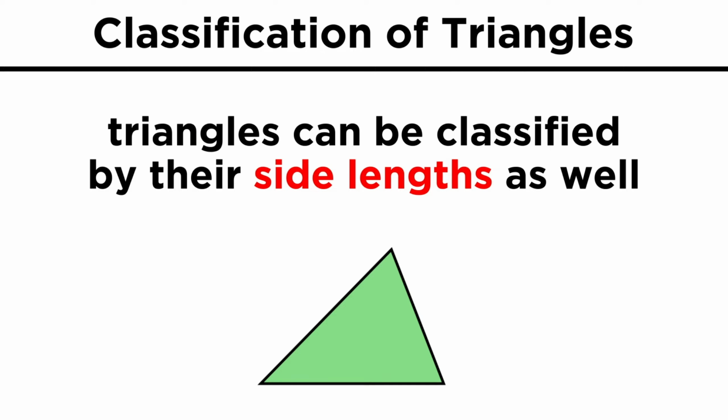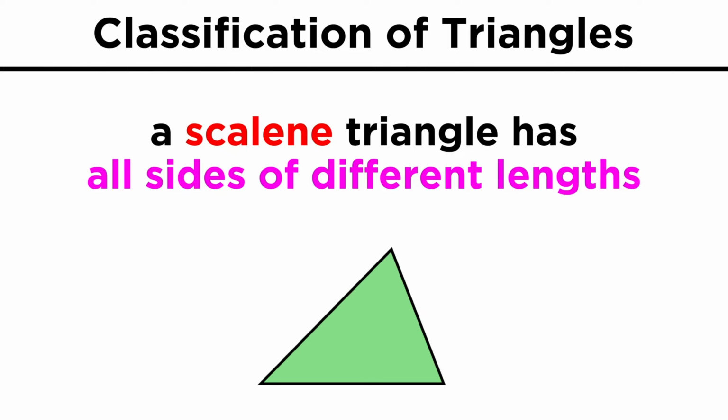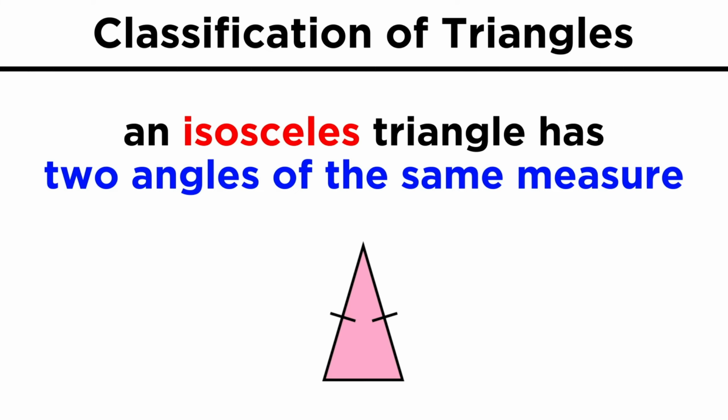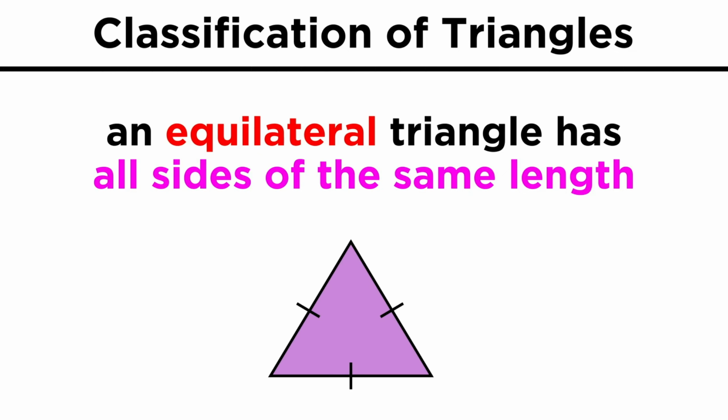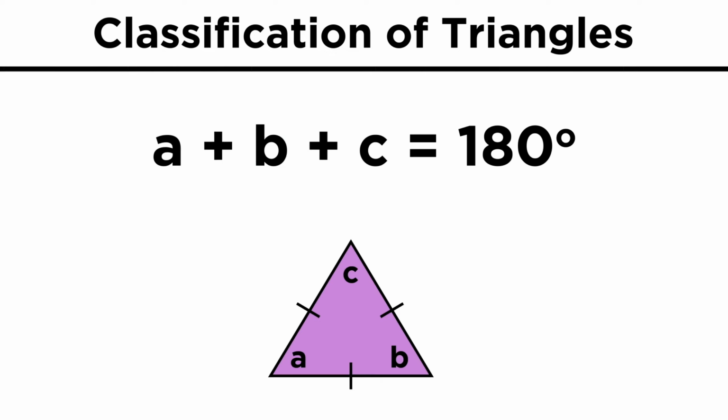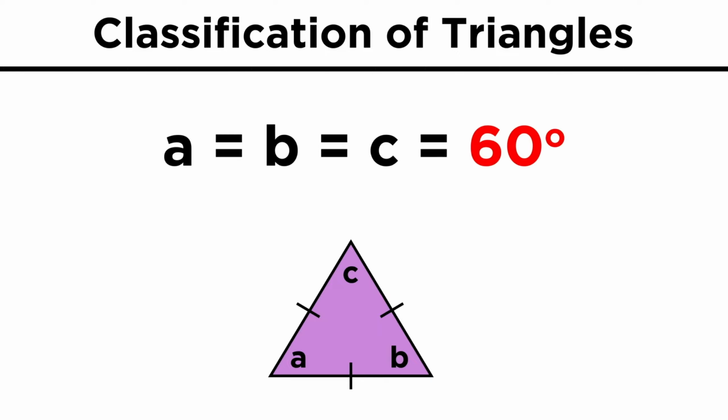Triangles can be classified not just by angles, but also by side lengths. A scalene triangle is defined as having three sides of different lengths. An isosceles triangle has two sides out of the three that are exactly the same length, and therefore two angles that are precisely the same measure, specifically the two angles that are opposite the two identical sides. And an equilateral triangle has all three sides of the same length, and therefore three identical angles.